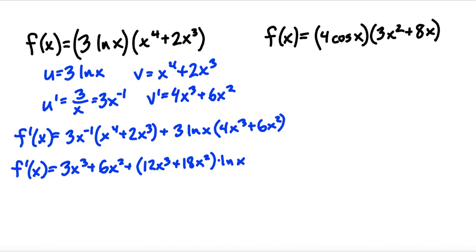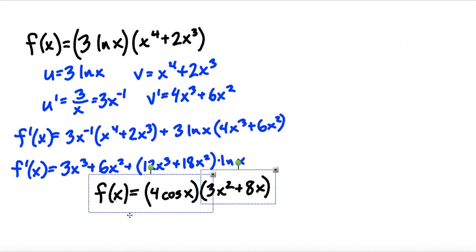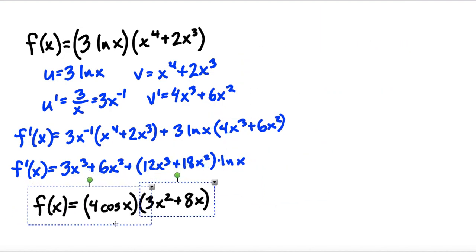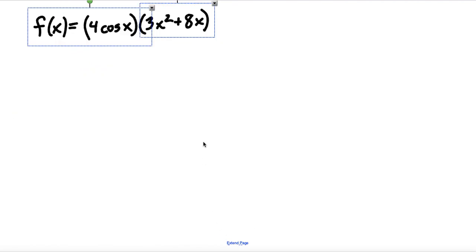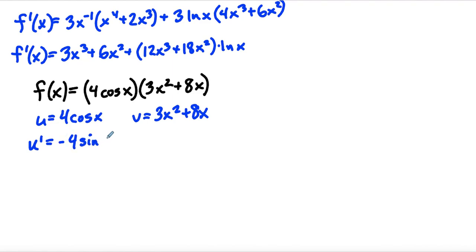Okay, let's look at one more here, and let's bring it down so we have plenty of space. So we're going to bring this one down here, and let's look at doing the product rule with this one. So we have u is 4 cosine of x, and v is 3x squared plus 8x. So right away, I know that my u prime will be negative 4 sine of x, and then v prime will be 6x plus 8.